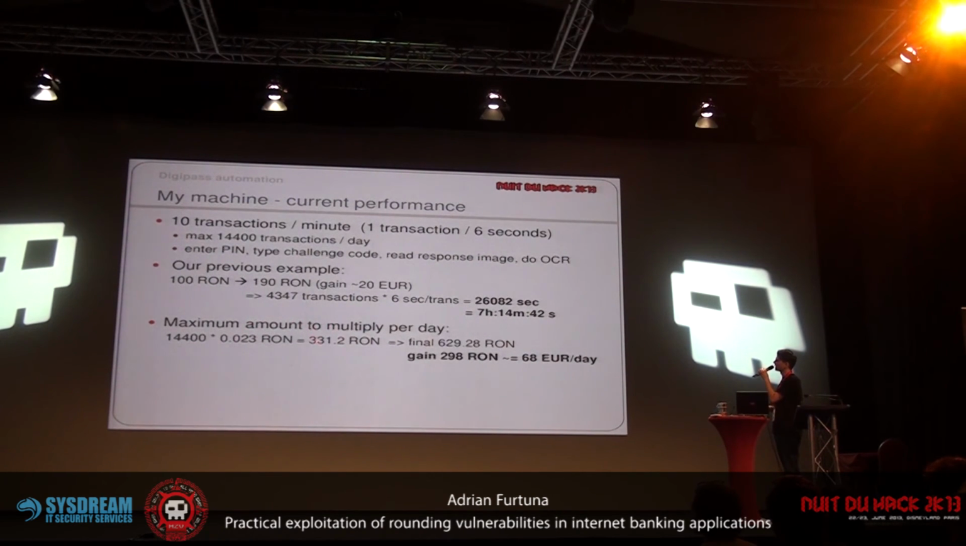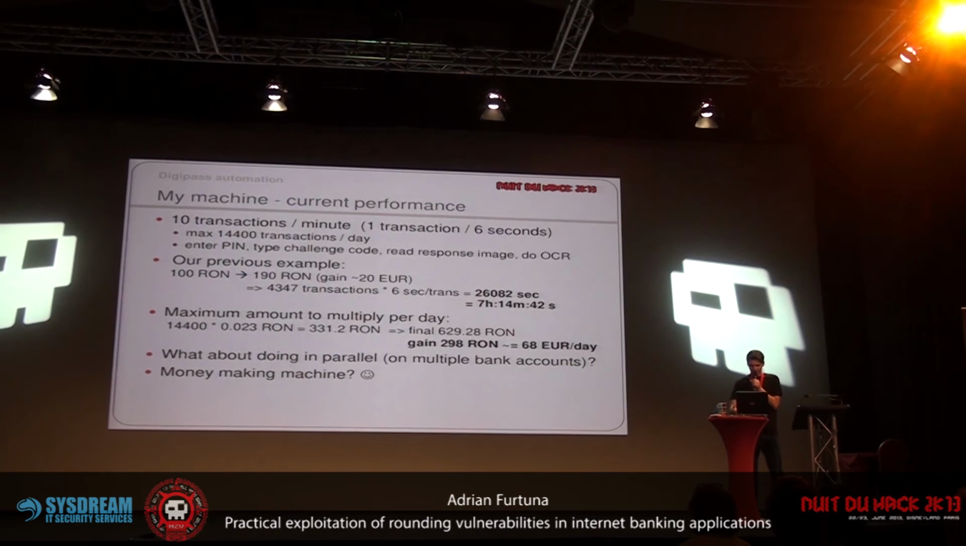The maximum amount that you can multiply per day allows you to gain about 68 euros per day, which means about 2,000 euros per month. You decide if it's good or bad for you, depending on your salary. But if you do it in parallel, on multiple bank accounts, you could say that it's a money-making machine.